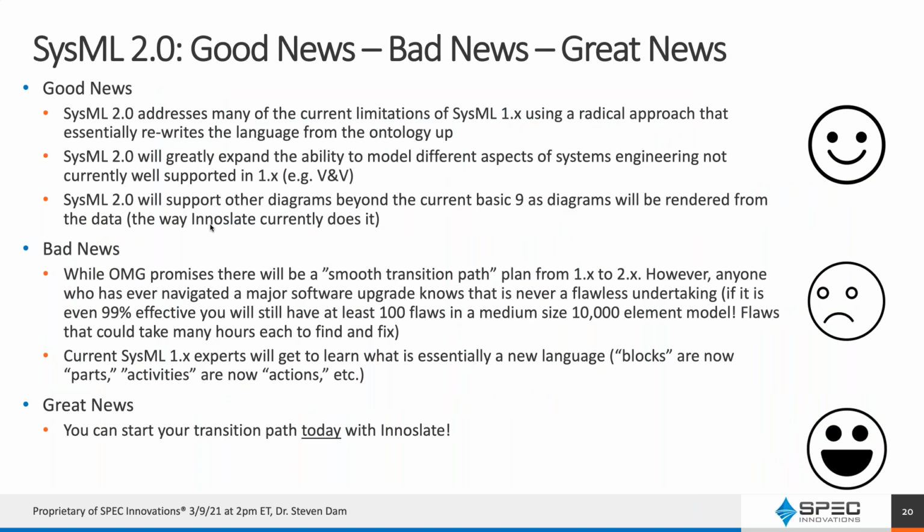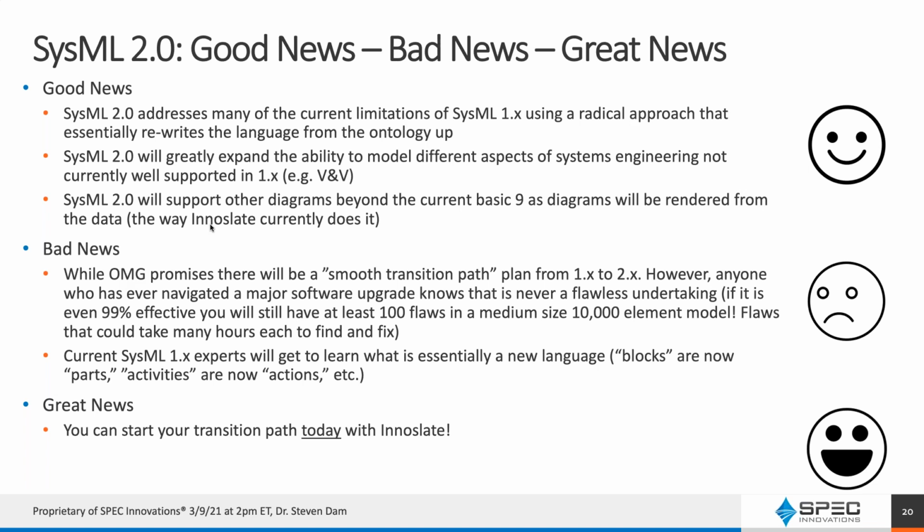Okay, so SysML 2.0. Good news, bad news, and great news. And I will give Jerry, again, credit for this slide to a great extent. So SysML 2.0 addresses many of the current limitations and uses a radical approach that basically rewrites the language from the ontology up. It's good. So that's probably good. It probably needed to be because, again, it's a software engineering language that's being translated into a systems engineering language. Let's relook at it from a systems engineering perspective.